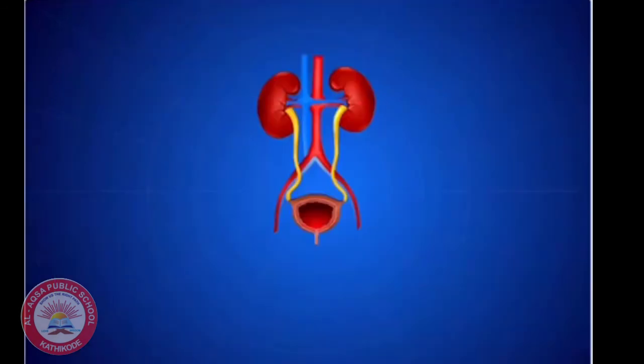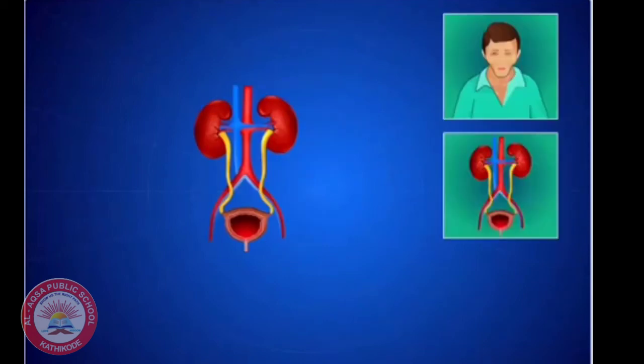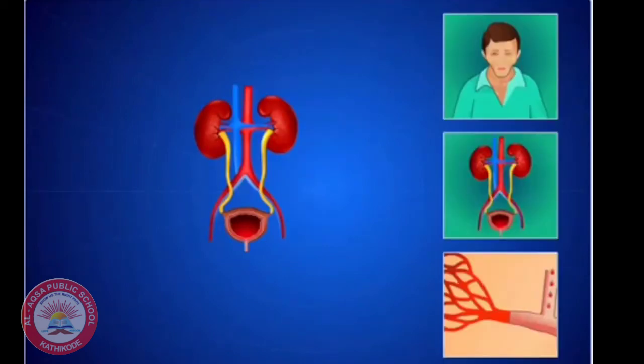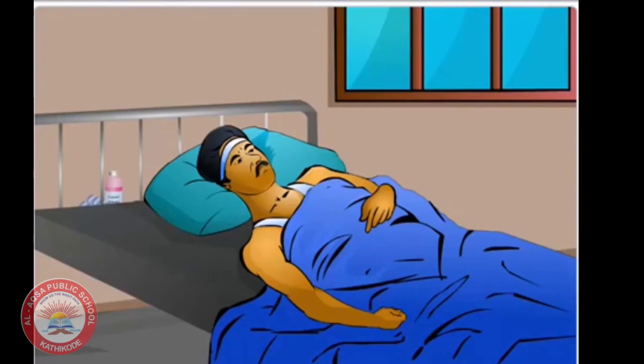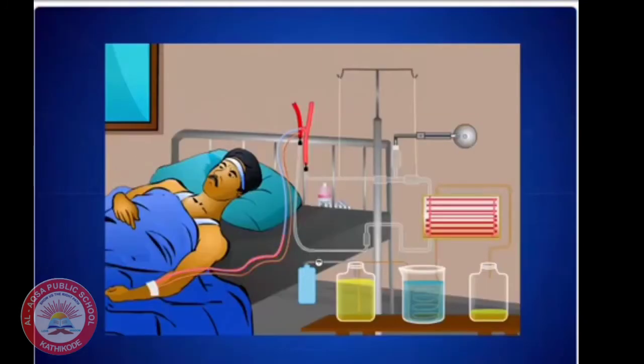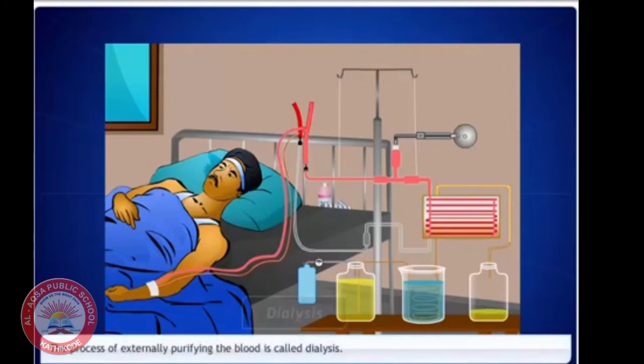When factors like infection, injury, or restricted blood supply affect the functioning of the kidney, it can lead to the accumulation of poisonous waste. If this is not detected on time, it may even lead to the death of the person. For people with damaged kidney, an artificial kidney can be used to remove the nitrogenous waste present in the blood. The process of externally purifying the blood is called dialysis.